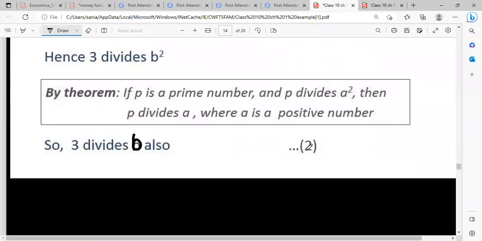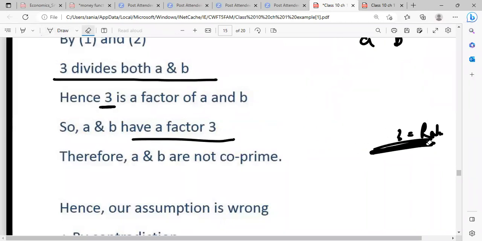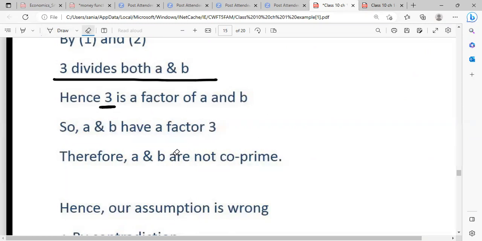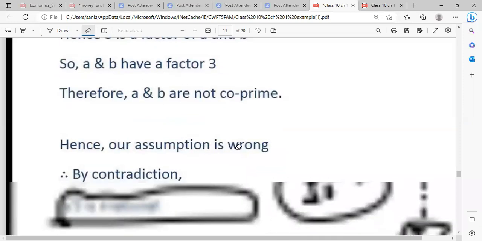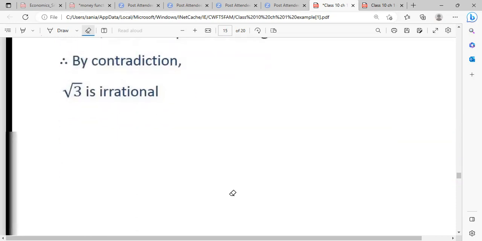So this will be your second equation. Clear? So from the first and second equation, we got to know that 3 is a common factor of A and B, right? So this means that they are not co-prime numbers. Why? Because co-prime numbers do not have any common factor, but 3 is common for A as well as for B, right? So why is this conclusion coming wrong? Because our assumption was wrong. So by contradiction, we said that under root 3 is an irrational number, hence proved.